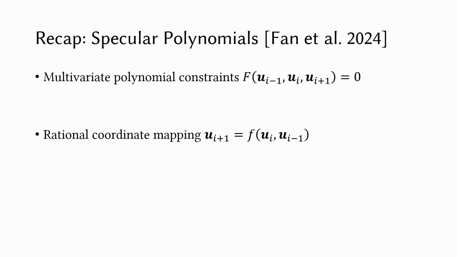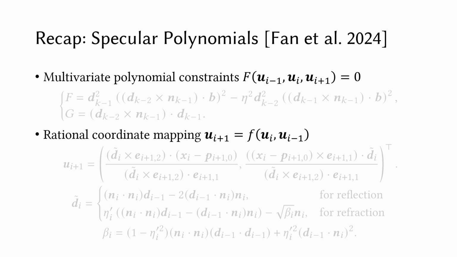Our method largely builds upon our prior work, Specular Polynomials, published at last year's SIGGRAPH. Here, u_i represents the texture coordinates of the i-th specular vertex. And we can model the relationship among three adjacent vertices using polynomial constraints and rational mappings. Now we already have a rational mapping, but how to bound it?